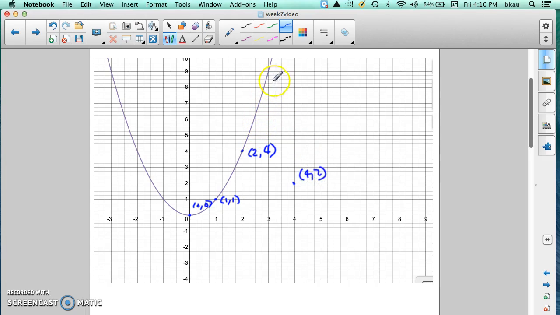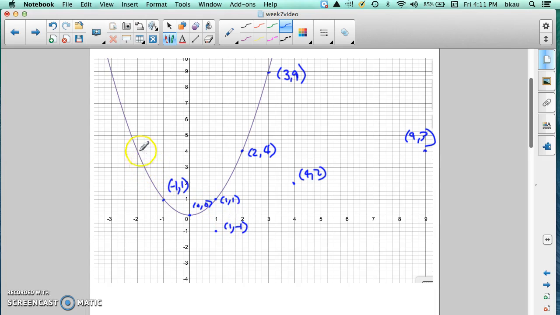The next value would be 3, 9. 3, 9 swaps to 9, 3, so 9, 3 would be its value right here. Now we want to continue graphing these going backwards on the graph as well. Let's go on the negative side. We have negative 1, 1, which swaps to 1, negative 1, right here.